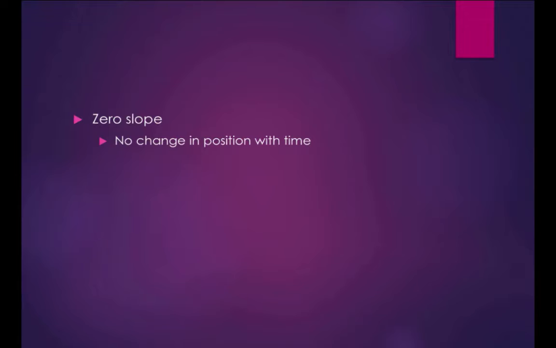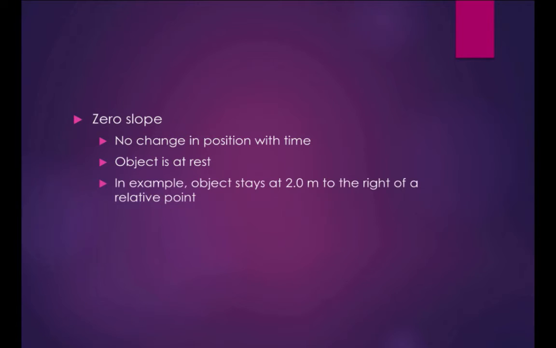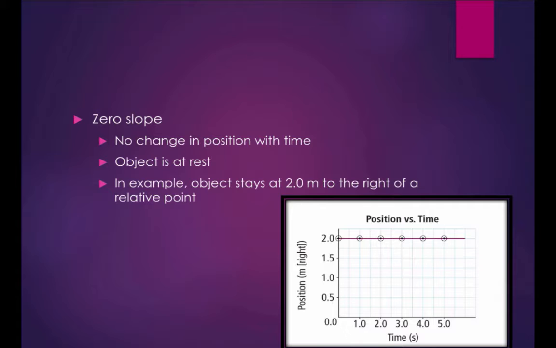If you have a zero slope, a straight line that is perfectly horizontal, that indicates that there's no change in position with time. The object is simply at rest. In our example, the object stays at 2 meters to the right of a relative point and does not move. An animation for this would be a ball which stays in a fixed position for the 5-second duration.